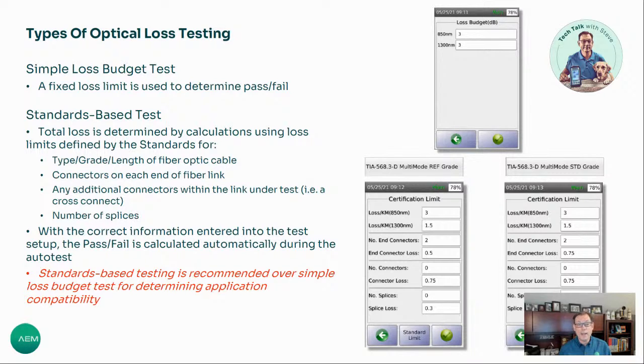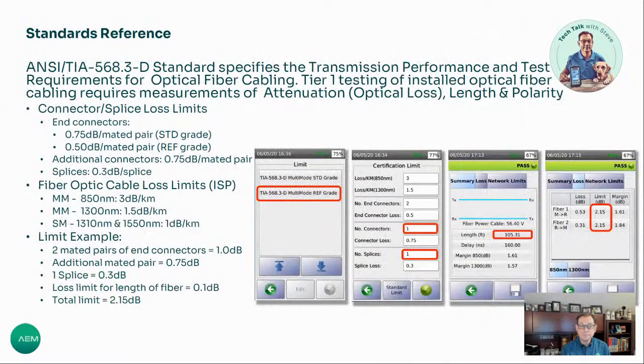You have two pieces of glass there that are mating together. You have to count that as a splice. And then you also have the loss for the connector at the end of the fiber as well, those mated pairs of connectors. So it's important that you get all the correct information entered into the tester up front.